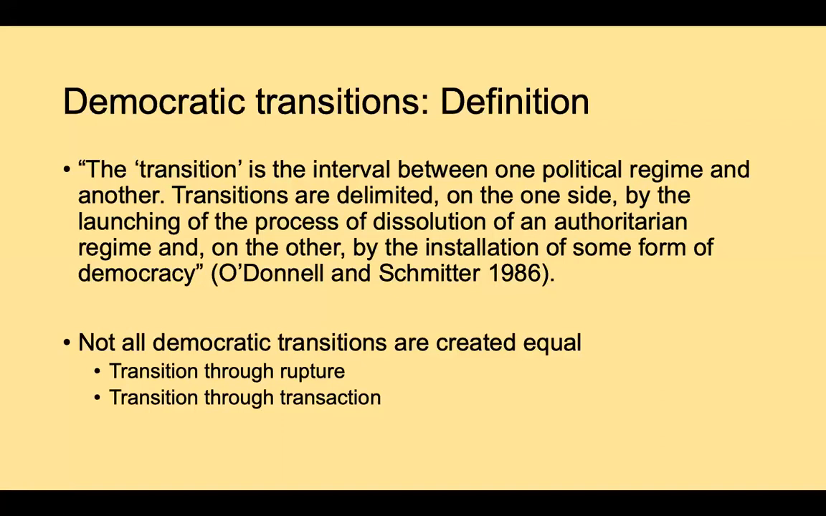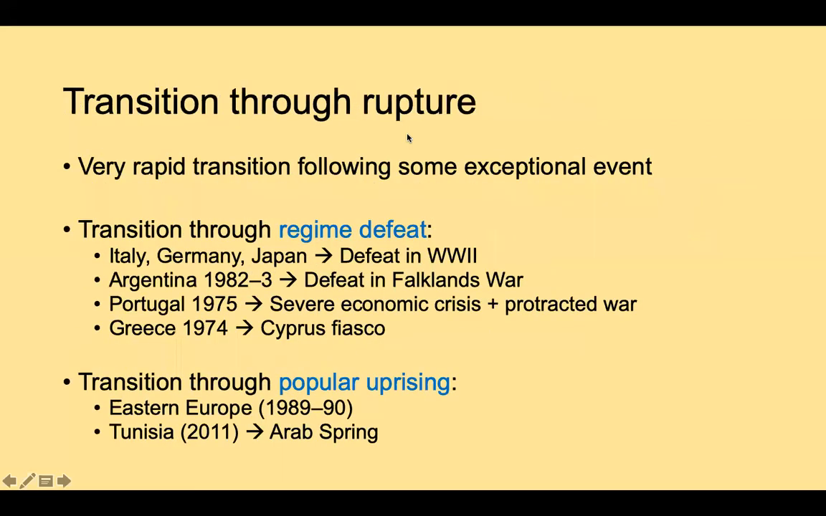Now, these transitions are delimited on one side by the launching of a process of dissolution of the authoritarian regime, and on the other side by the installation of some form of democracy. And the installation of some form of democracy, as you know, depends upon the election and the taking power of a freely and fairly elected leader. This process of turning power over to democratic leaders is the defining characteristic of a democratic transition. But these transitions are not created equal. The truth is that we distinguish between different types of transitions. There are transitions through rupture, and there are transitions through transaction.